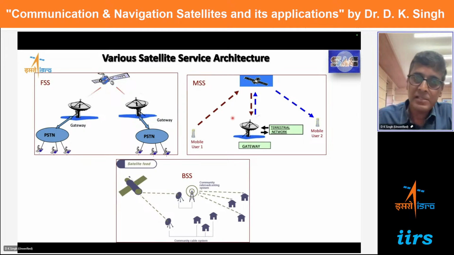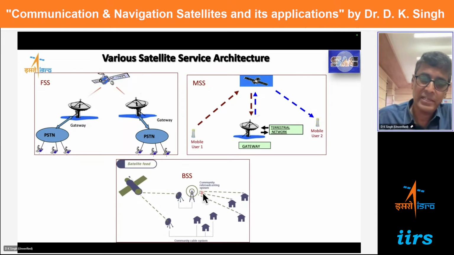Then the mobile satellite services, where we have a very small handheld or portable type of user terminal. This also works on a similar connectivity principle. The user will send the information to the gateway. The gateway will recover the information and send it to the other user. Then any information originating from mobile user 2 will also follow the same path to user 1.